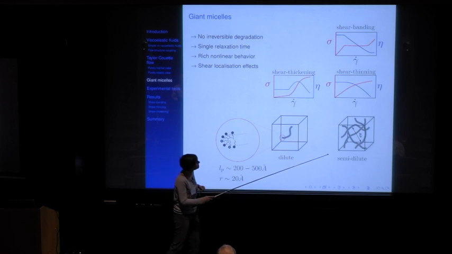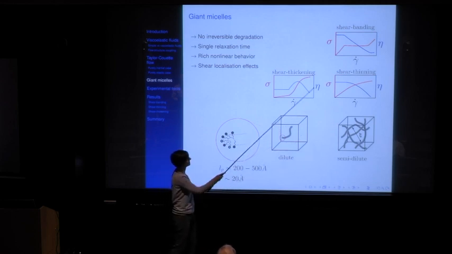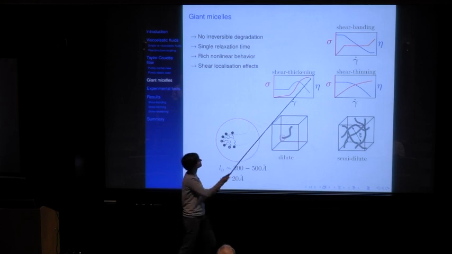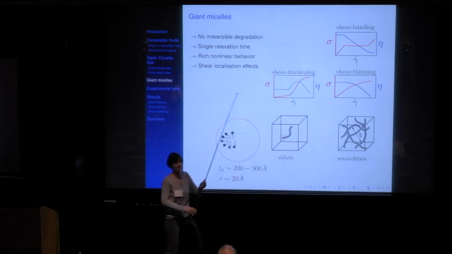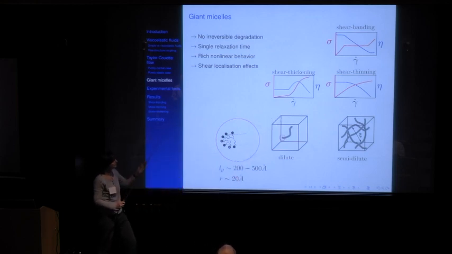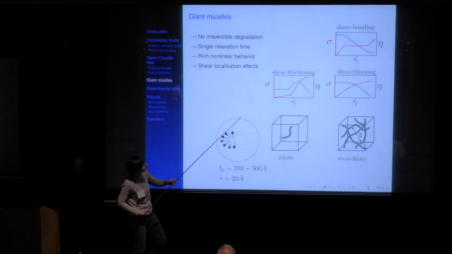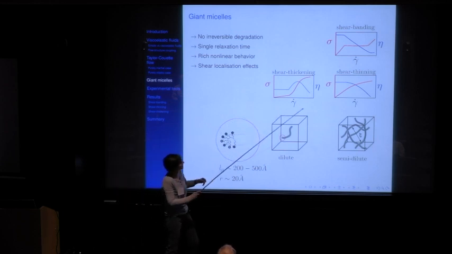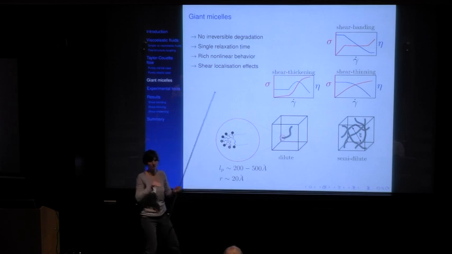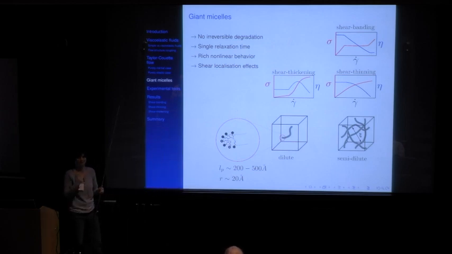And in the semi-dilute regime, where they are entangled, there are two types of behavior. The most standard behavior is shear banding. This corresponds to a shear localization effect, so I will explain this in the next slide. And they can also exhibit shear thinning, where the viscosity of the system decreases with increasing shear rate.